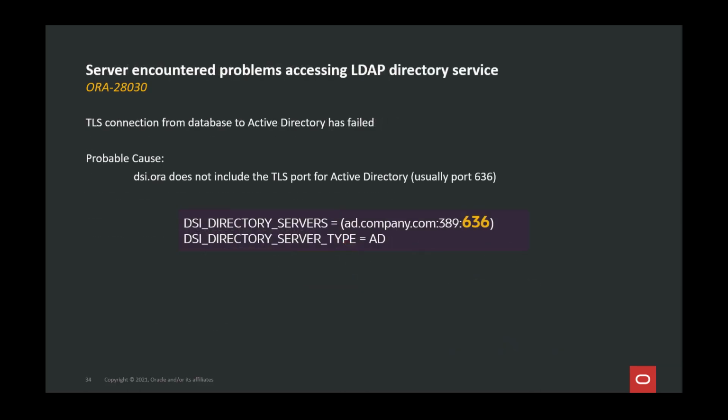Another one you may run into, ORA-28030. TLS connection from the database to Active Directory has failed. This a lot of times happens because you'll put into your dsi.ora our host name for the Active Directory server and 389, that's the standard LDAP port, and forget to put in that second port. So it's got to be the LDAP port and the LDAPS port.